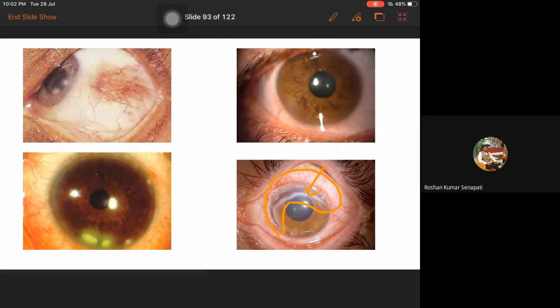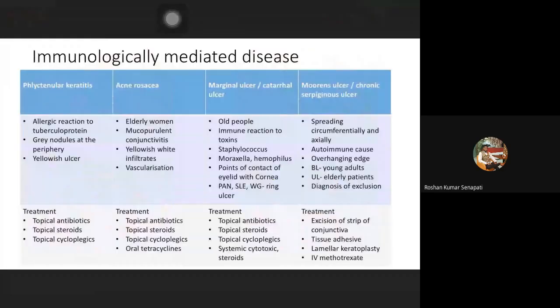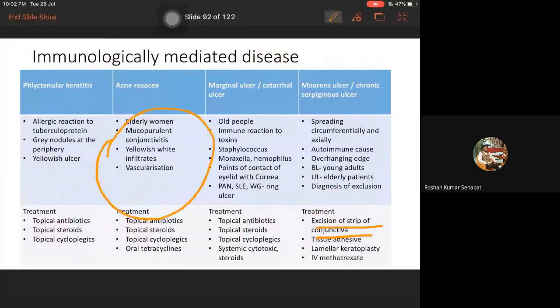How do you treat? Because it's autoimmune mediated, we suspect some sort of antibodies against the cornea as an antigen. So the best way to treat is to excise the strip of conjunctiva nearby. Suppose you have a marginal ulcer somewhere here, then you excise this part of the conjunctiva here and leave it, so that there won't be any blood supply. Let it heal on its own. Okay, that is one technique.